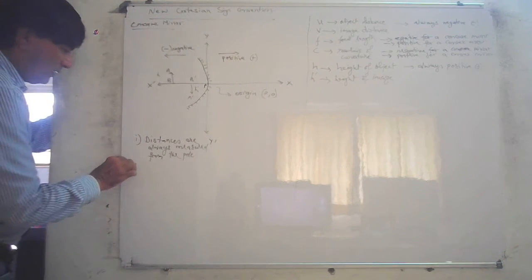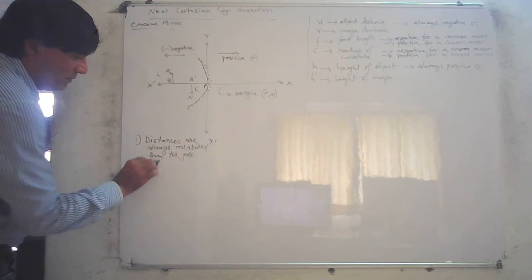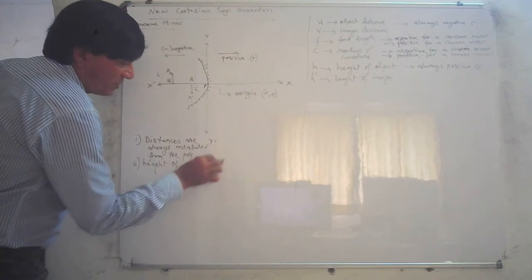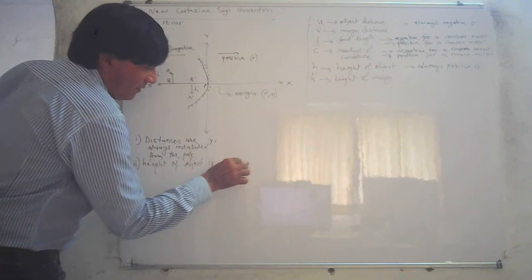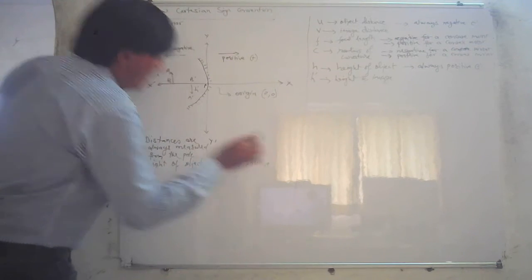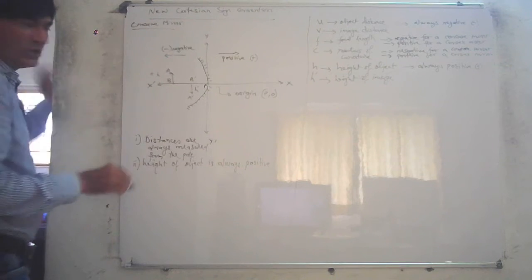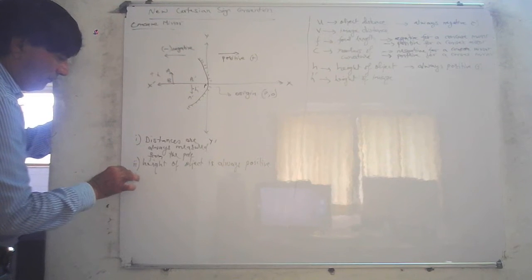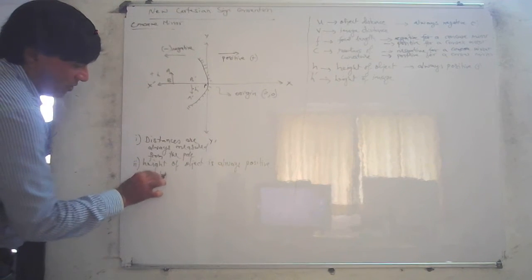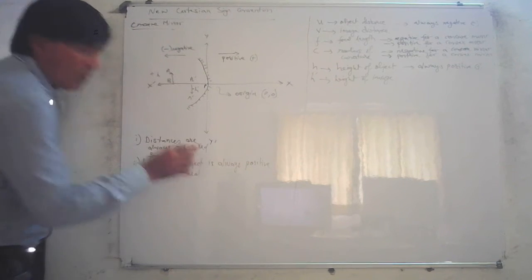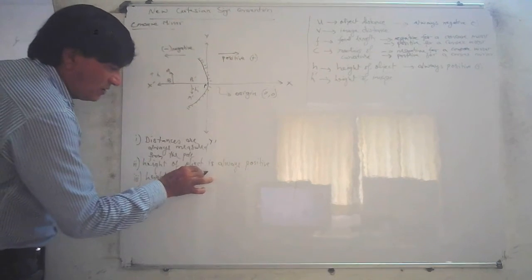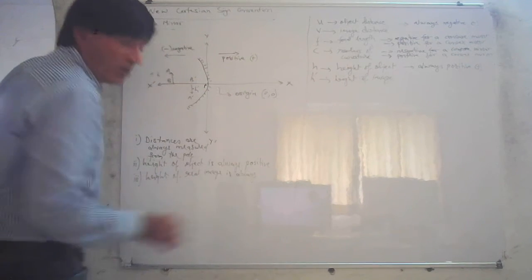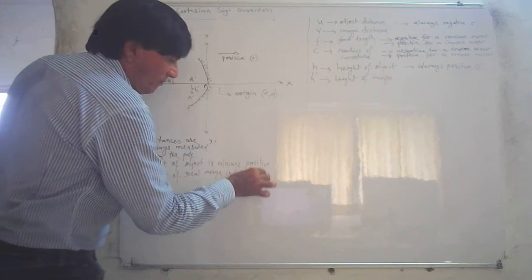Then the second one, height of object. Height of object is always positive. It is above, so this is always positive. If height is on this side, it will be negative. Height of a real image: a real image is always inverted, upside down. For a real image, the height will always be negative.